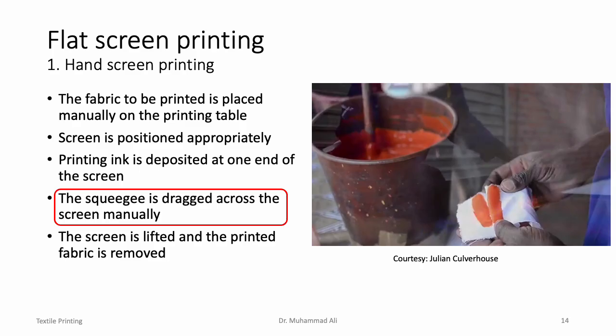And then once the squeegee is dragged across, the screen is lifted and the printed fabric is removed, or the screen is positioned on the next part of the fabric which is unprinted. These steps will become clear with the help of this nice video.